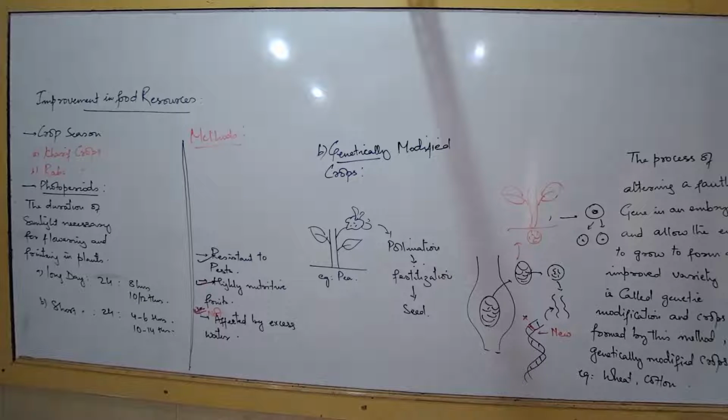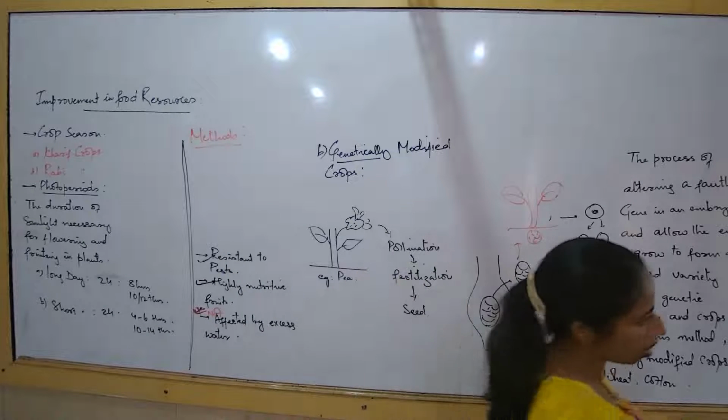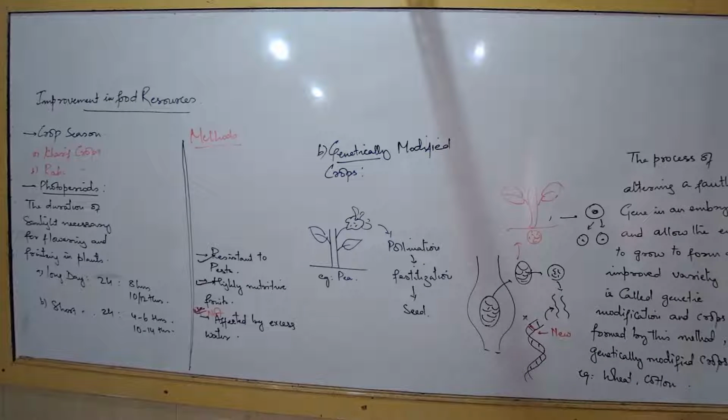Second point. Under hybridization, write: stem, roots, leaves or buds are used for fusion. Under genetic modification, what do you write?